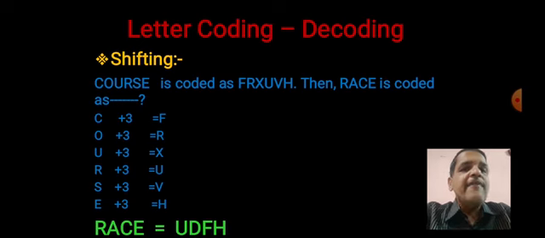From the C and F relation: if you add 3 to C, F comes, C, D, E, F. Like that for O, 3 added gives P, Q, R. U, 3 added gives V, W, X. R gives S, T, U. S gives T, U, V. E gives F, G, H. It means in COURSE, if you add 3 to each letter, your code is FRXUVH.